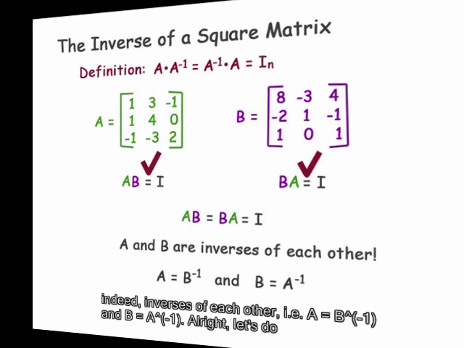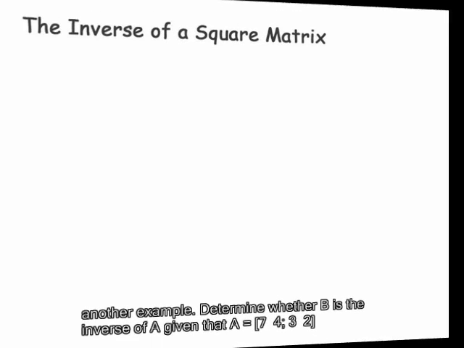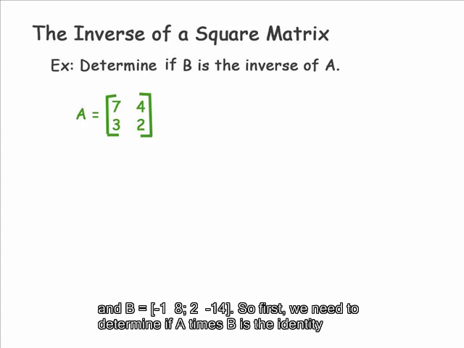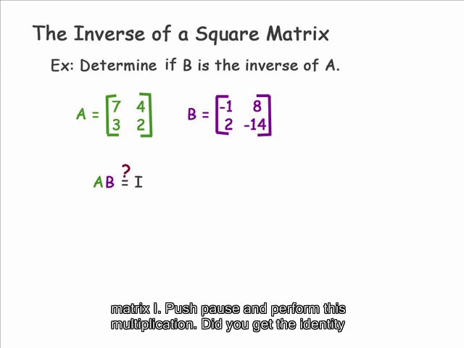All right, let's do another example. Determine whether B is the inverse of A given that A is equal to row 1: 7, 4, and row 2: 3, 2, and B equals row 1: negative 1, 8, and row 2: 2, negative 14. So first, we need to determine if A times B is the identity matrix I.